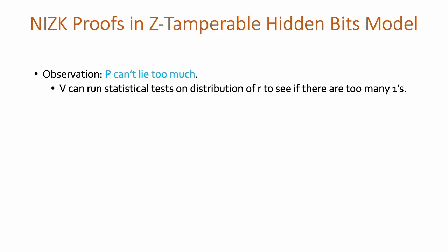Well, it turns out that the prover actually cannot lie too much. Because the random oracle has some very nice distributions, it is easy to compute the probability that a randomly chosen point in the codomain will belong to the range of a random oracle. Using these probability computations, a verifier can run some statistical tests on the distribution of the hidden bits that it receives and check if there are too many ones in it, in which case it can catch a cheating prover.